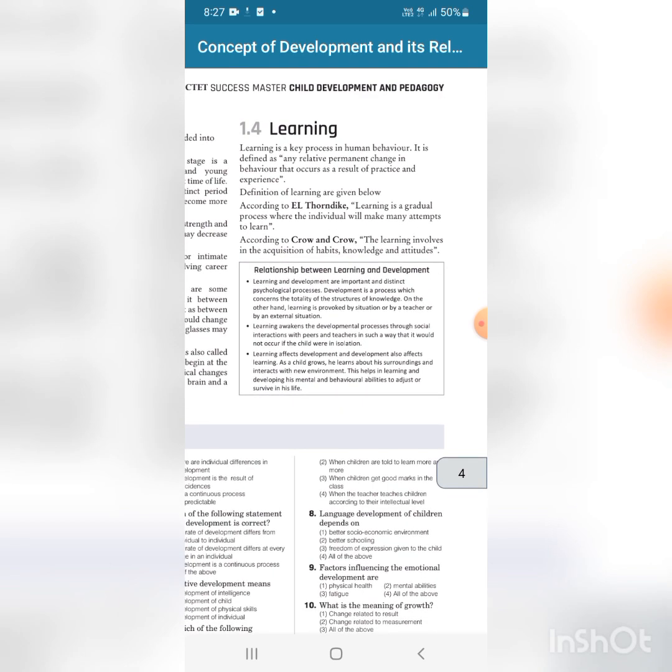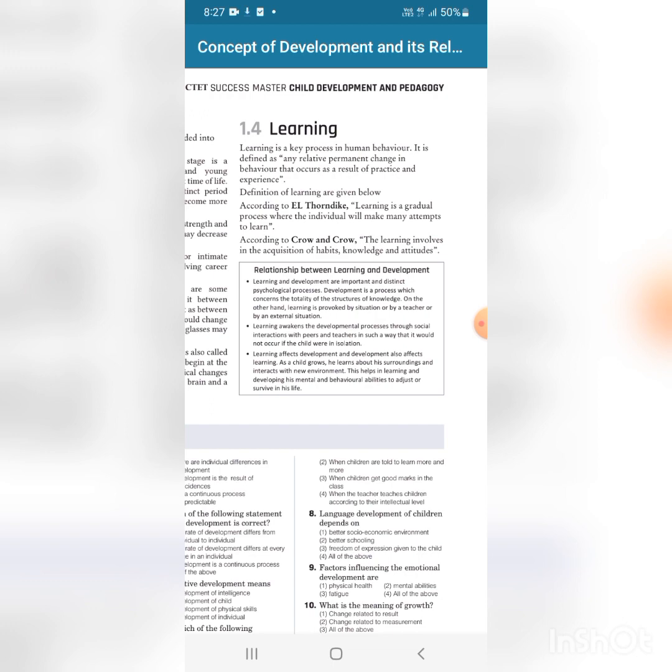Now let's discuss the relationship between learning and development. Learning and development are important and distinct psychological processes. Development is a process which concerns the totality of the structures of knowledge. On the other hand, learning is provoked by situation or by teacher or by an external situation. Learning awakens the developmental process through social interaction with peers and teachers in such a way that it would not occur if the child were in isolation.